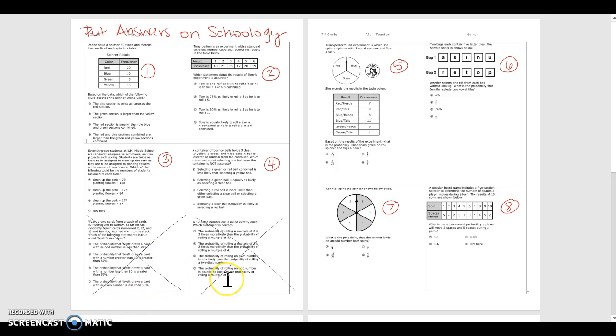We're going to skip the bottom 2 on the first page. Make sure you're inputting your answers on Schoology.